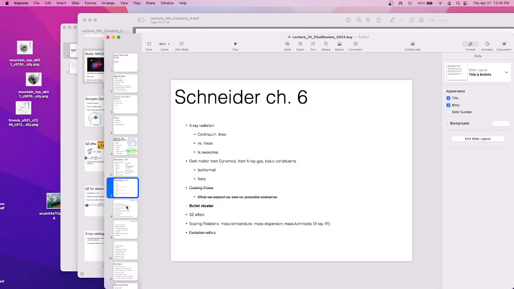Do you have any other questions about clusters right now? Giant balls of dark matter. That's what a cluster is. A galaxy cluster has nothing to do with galaxies. It has to do with the dark matter there. But there's galaxies in them, so you can learn stuff about the galaxies, and they're cool.